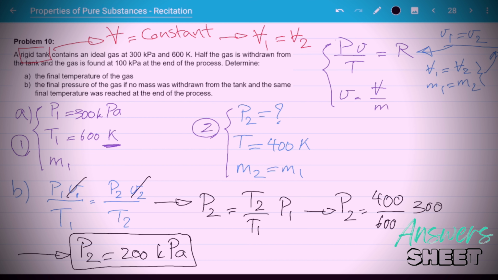So if no mass exits the system during this alternative process, our final pressure will be 200 kilopascals.